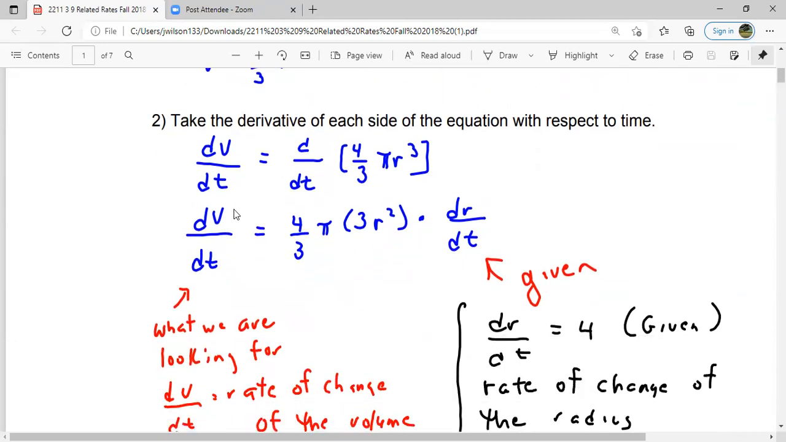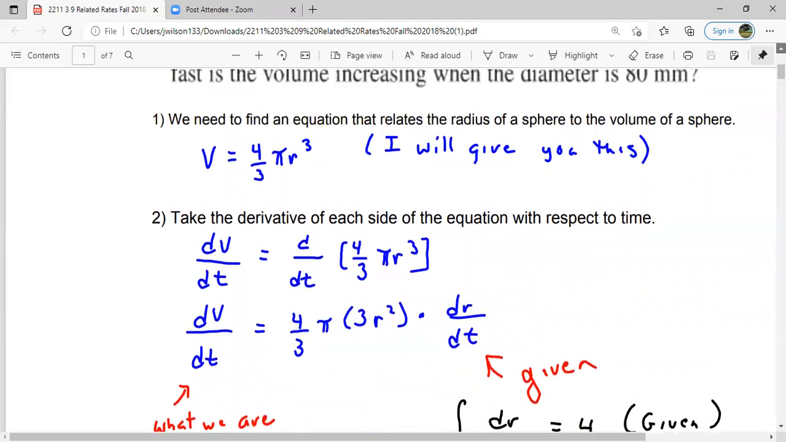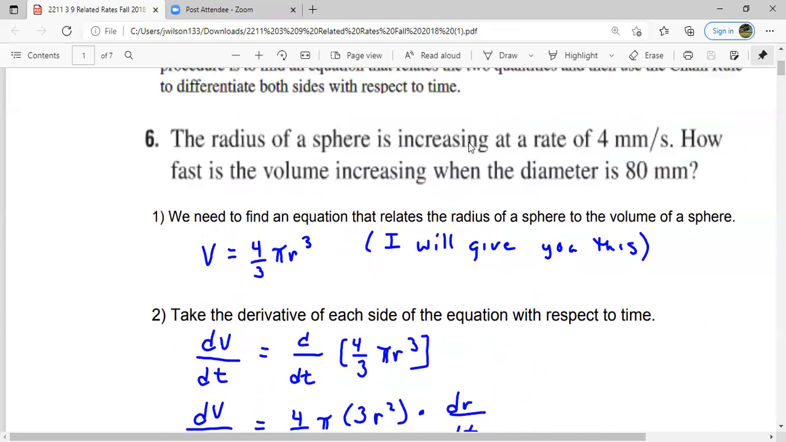With both of these, we end up having to multiply times the derivative of whatever the quantity is with respect to time. Now, this is why it's called related rates, because once we take the derivative, these derivatives are rates of change. Remember, a derivative is a rate of change. So now we have a relationship between a number of different rates of change. This was given: the radius is increasing at a rate of 4 millimeters per second.